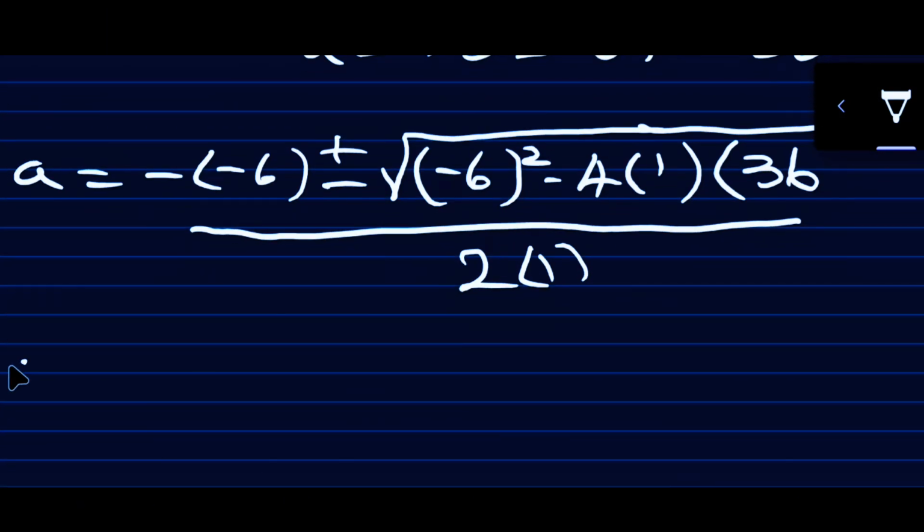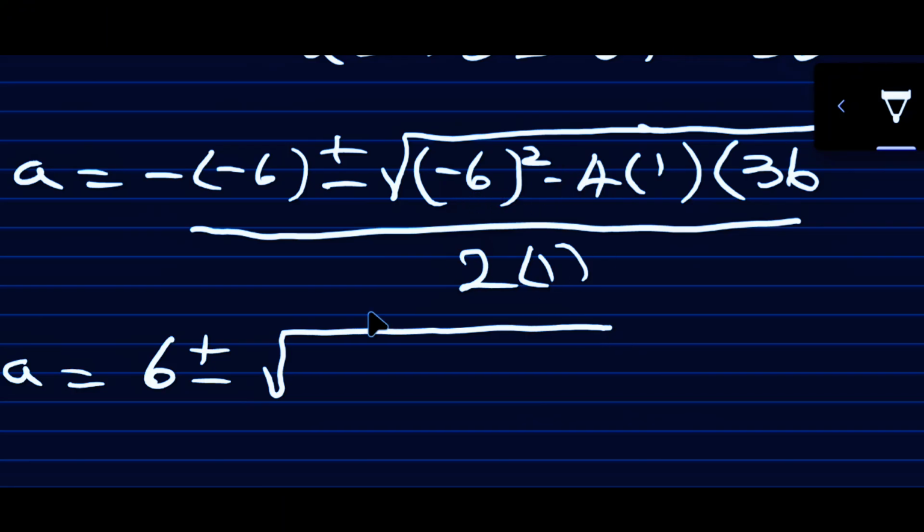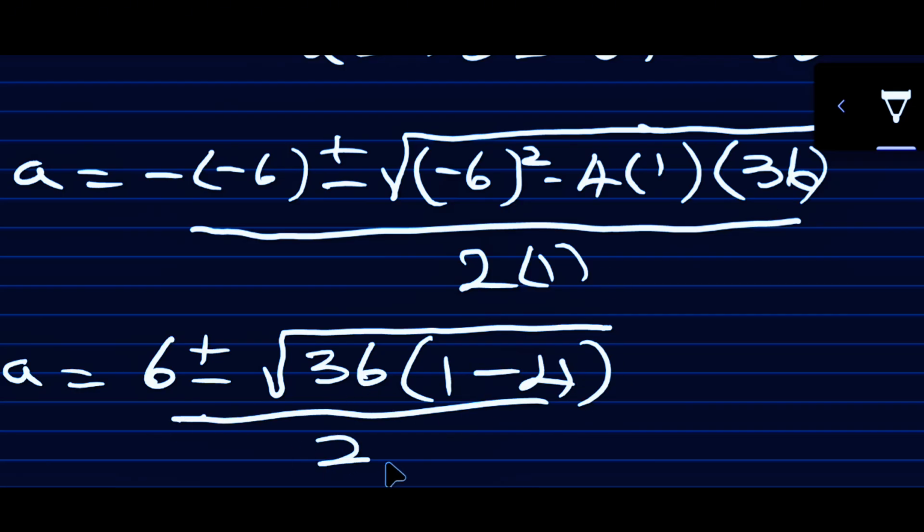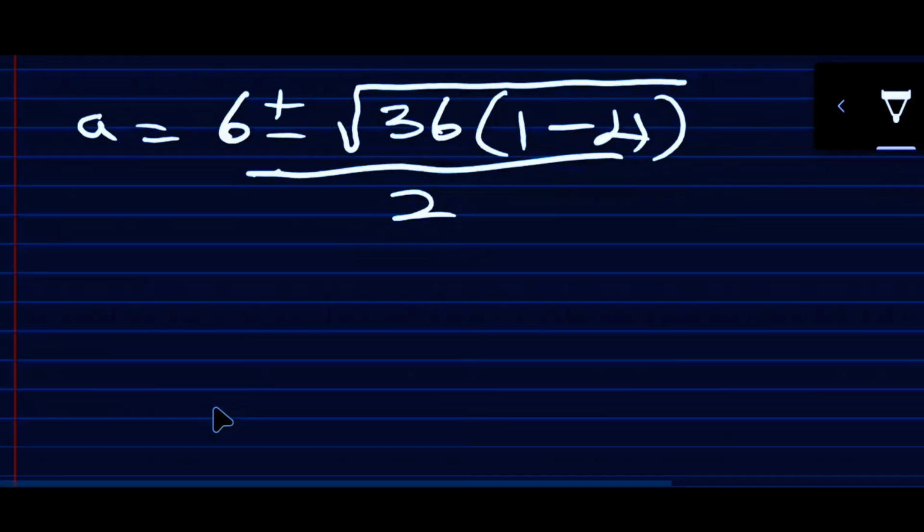So from here, a equals: minus times minus 6 gives positive 6, so we have 6 plus or minus the square root of (-6)^2, which gives 36. It simply means that from here we have 36 as the common factor. So let's write that 36. Then 36 divided by 36 gives 1, then 4 times 1 times 36 divided by 36 leaves only 4. So this is what we have, and everything is divided by 2 because 2 times 1 is 2.